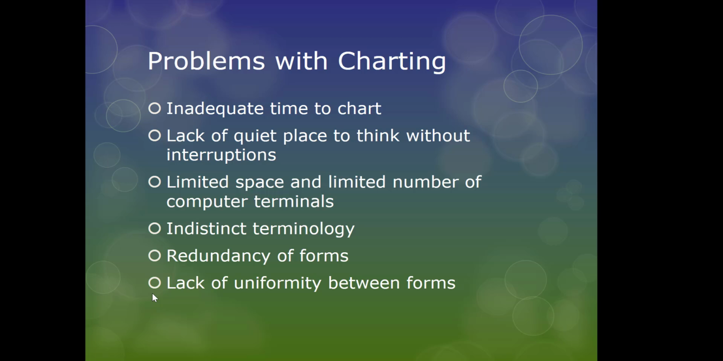Another problem that we have with charting is indistinct terminology. Even while I'm having you learn all these abbreviations, and they are accepted abbreviations and they are correct, sometimes they can be used in different ways. A quick example, range of motion, ROM. That's going to be on your abbreviations list. You will be learning it. It's definitely something that you need to know.